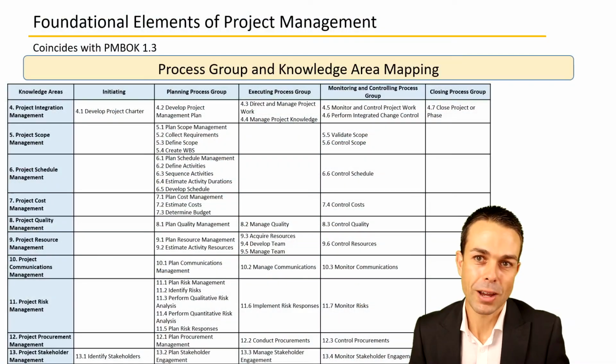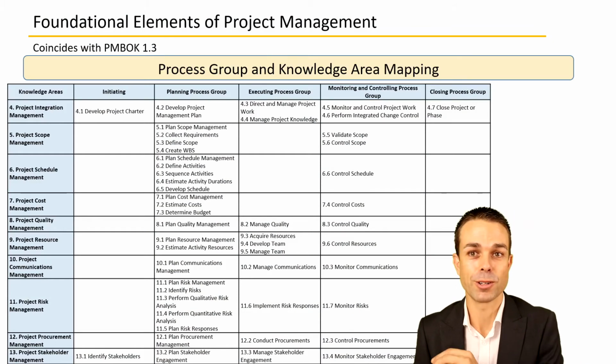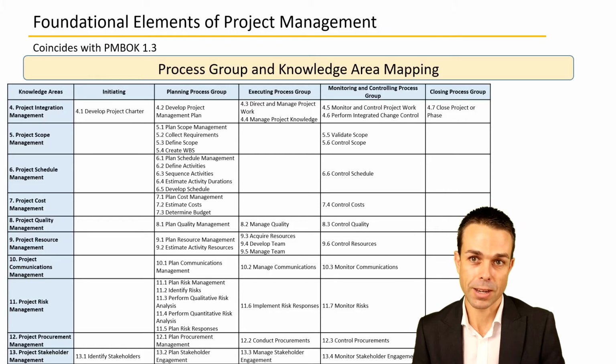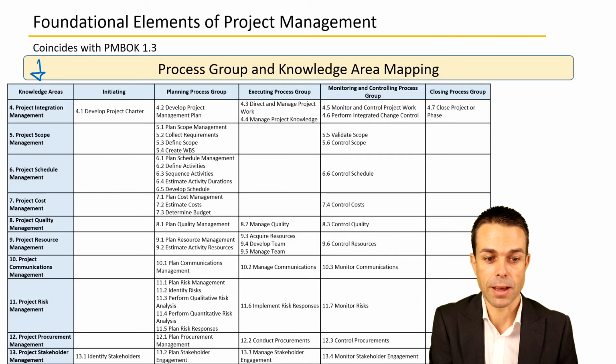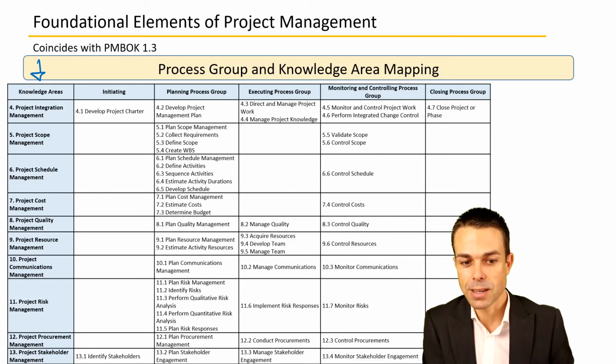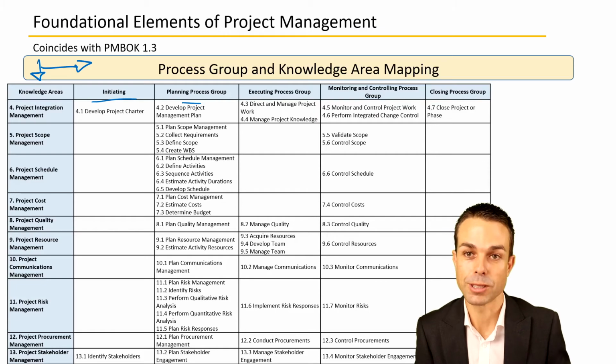So in the PMBOK guide, or the Project Management Body of Knowledge guide, this is one of the greatest things that you'll come across, and I refer to this all the time when I was studying for my PMP personally. So this shows us all of the knowledge areas down the left, and this is in 1.3 of the PMBOK guide. Over to the right here, we've got the different process groups.